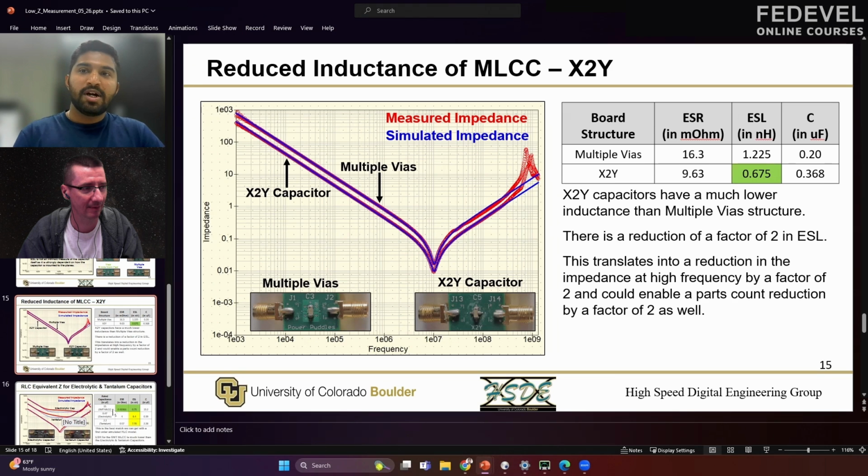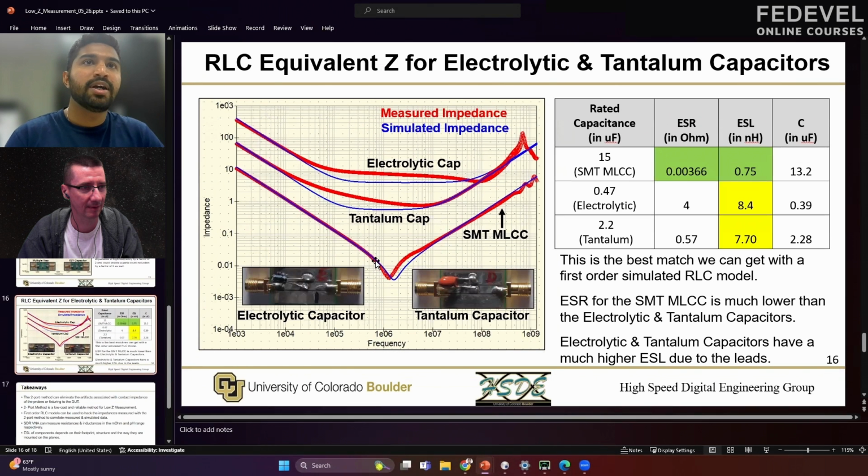So moving on to the next part. In this part, we have compared the impedance profile of an electrolytic capacitor and a tantalum capacitor with the SMT MLCC capacitor that we measured earlier. As a remark, all these three capacitors have different capacitance values. By now we know that the capacitance dominates the lower frequencies, and we can see that here. We can also reconfirm that from the values that we got as a result of our measurement.